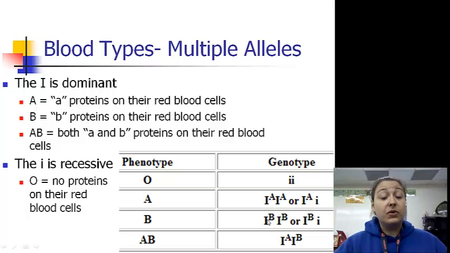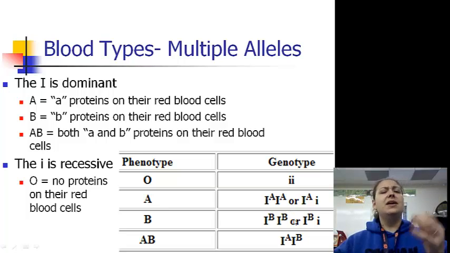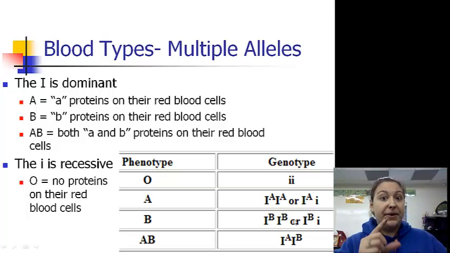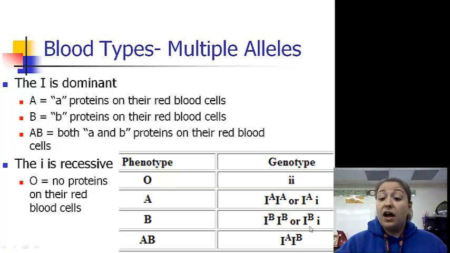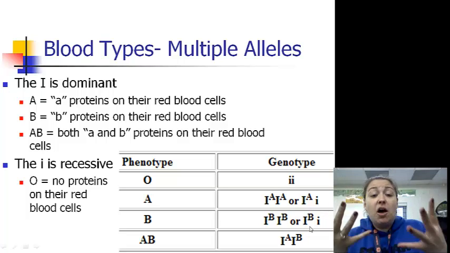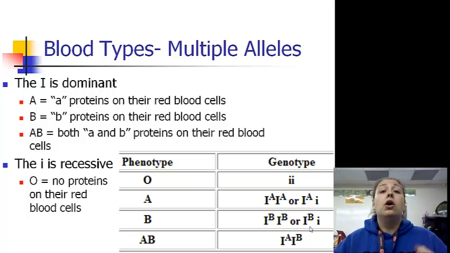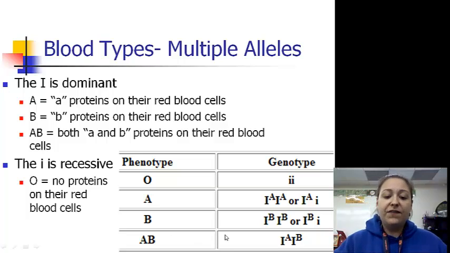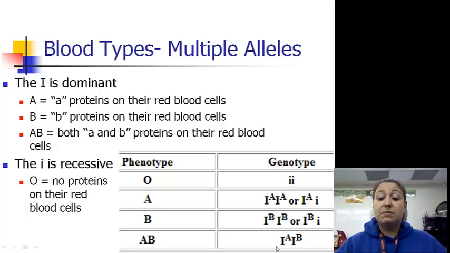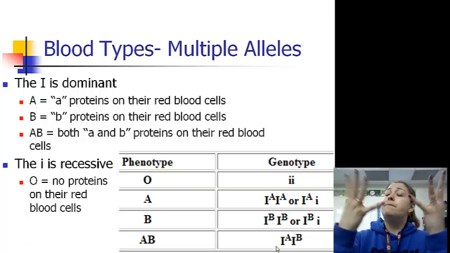Now B also has 2 options. Big I^B, big I^B, or big I^B, little i. Again, the big I^B is dominant so it's going to show over the little i. And finally, type AB is going to be big I^A, big I^B.